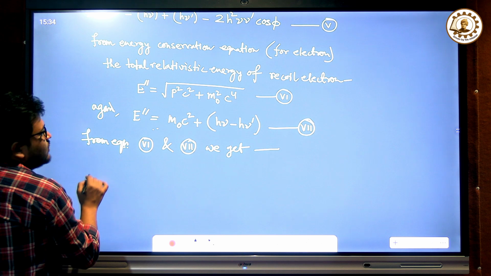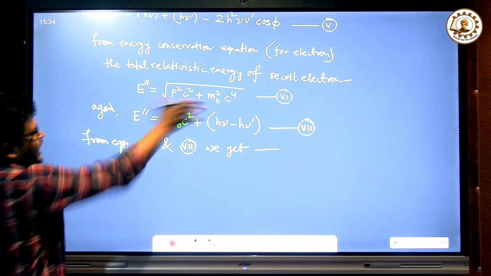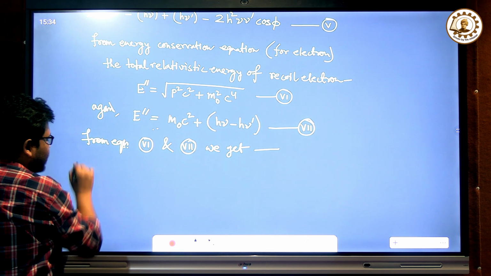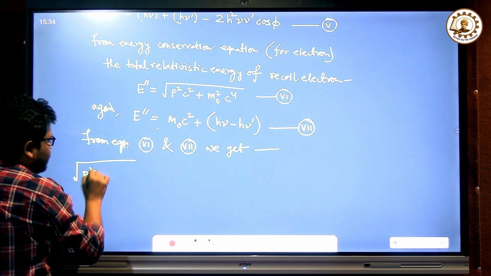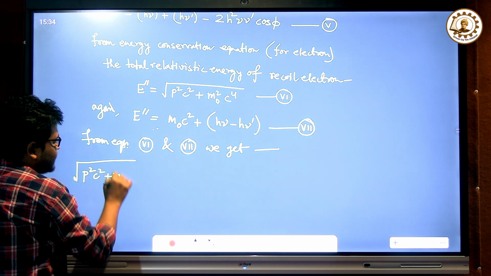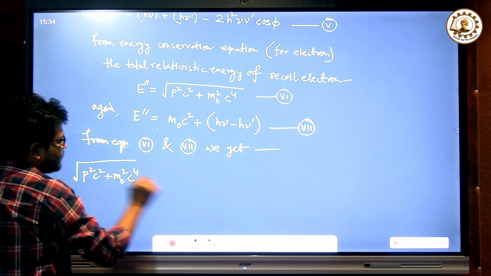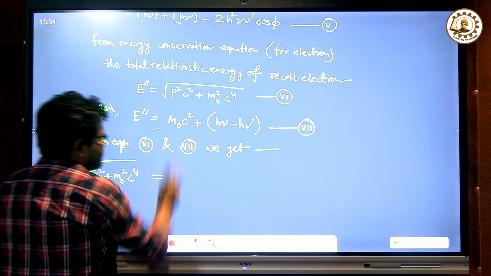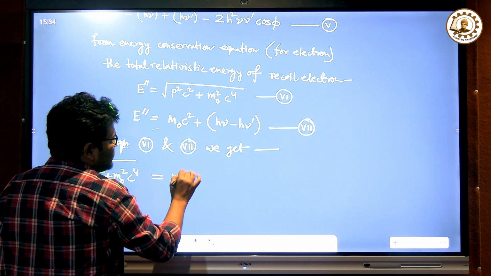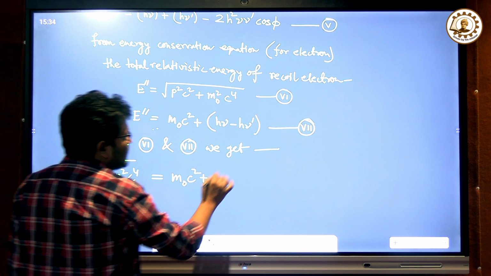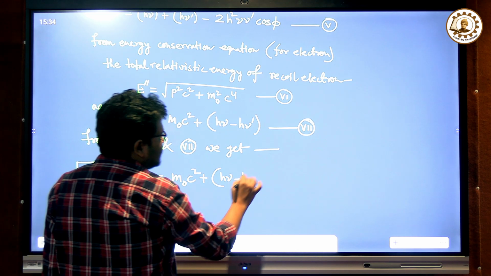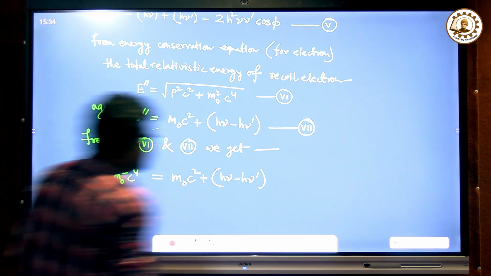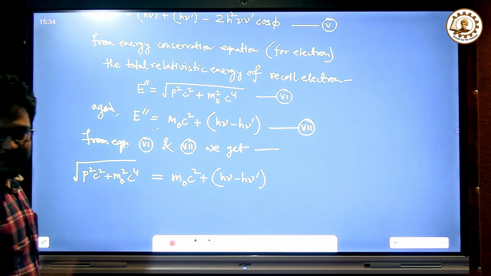Okay. So we get, on the left hand side, I have to write this term, root under p square c square plus m0 square c to the power 4. And on the right hand side I have to write this term, m0 c square plus h nu minus h nu prime. If I square both sides, what do we get?